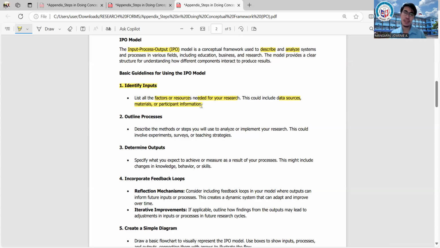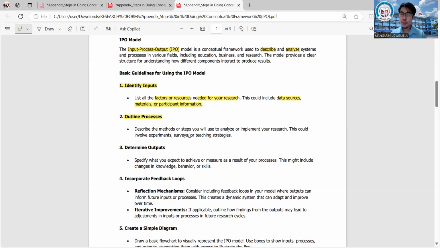Okay po? That's it. Then, the second thing is that you have to identify what are the processes that you will be utilizing for you to obviously answer the questions that you have on your statement of the problem.